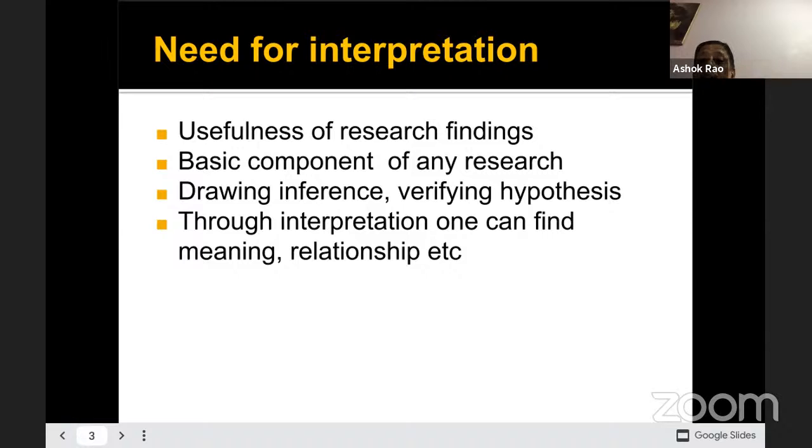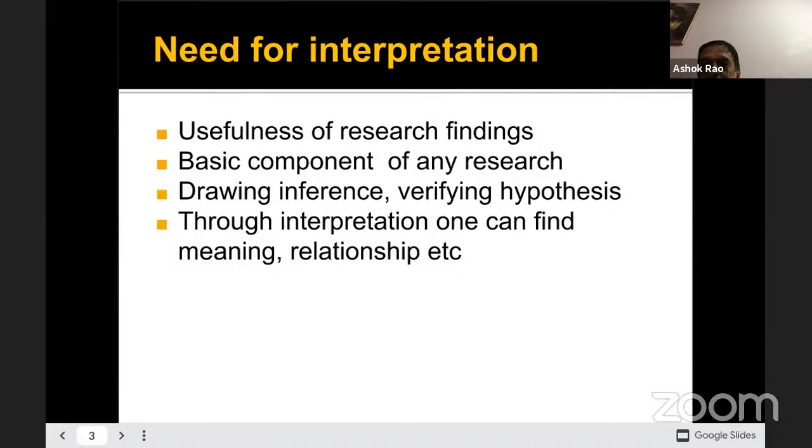So what does that particular correlation mean? Others, or any other individual who reads your research, should be able to make meaning out of it. So what does that correlation mean? You may find a negative correlation, you may find a positive correlation. How do you, let us say, interpret? So interpretation plays an important role. It is a basic component of any research.